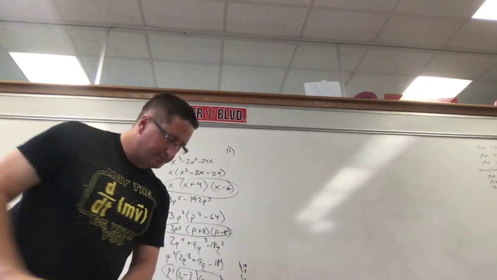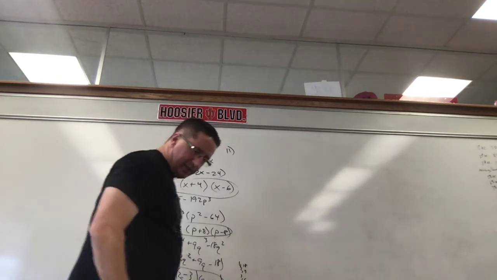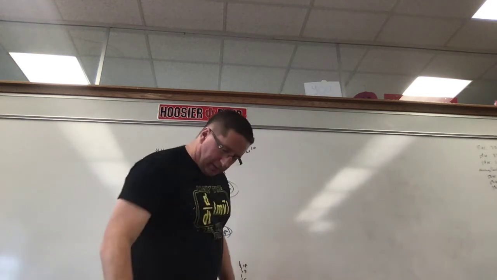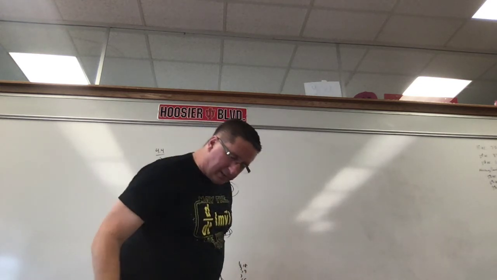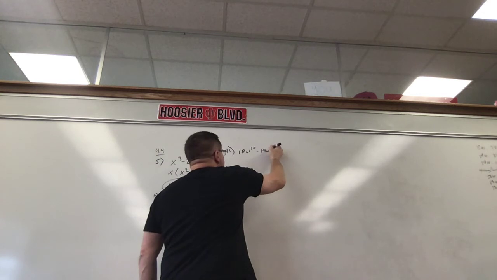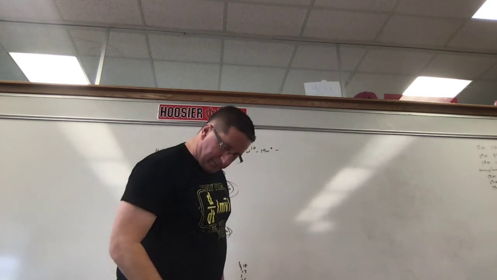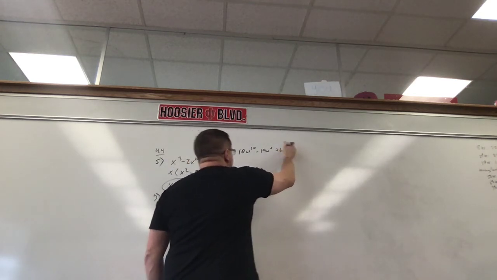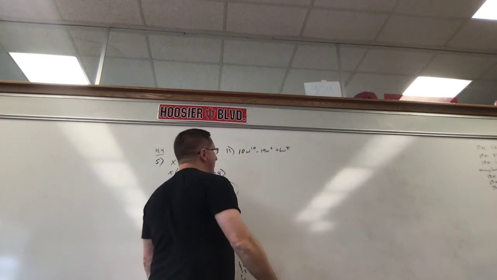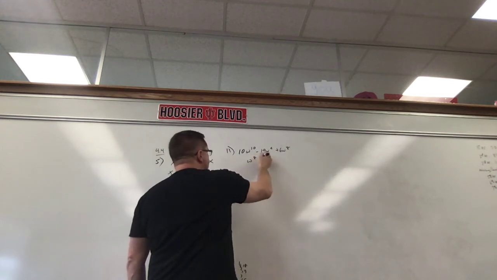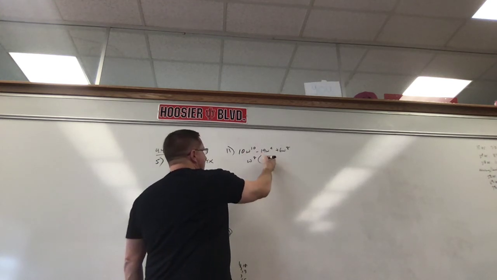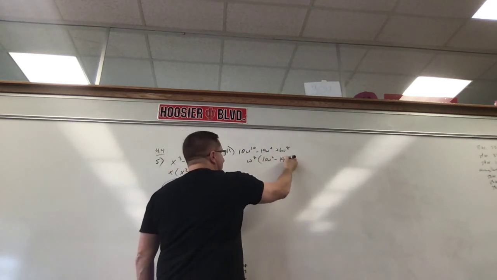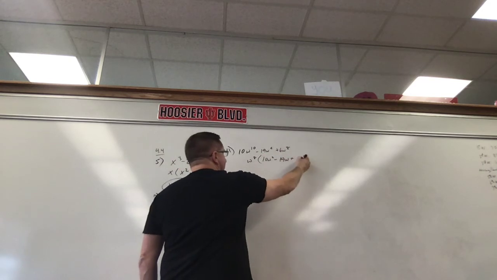Number 11, we have 10W10 minus 19W9 plus 6W8. Okay, so what goes into 10, 19, and 6 besides 1? Nothing. But I can take W to the 8th out. Take W to the 8th out of 10W10, it's 10W squared. Minus, take W8 out of this, we're left with 19W. Plus, take W8 out of here, we're left with 6.